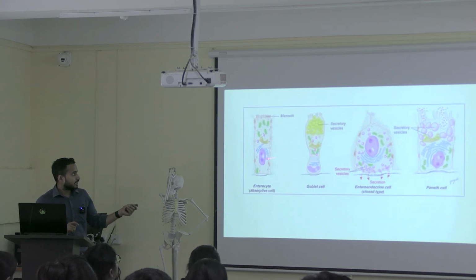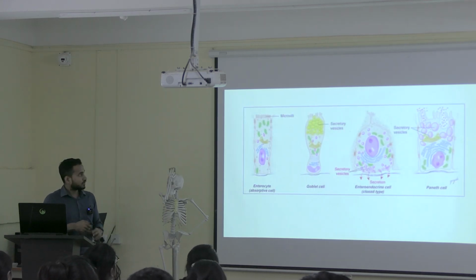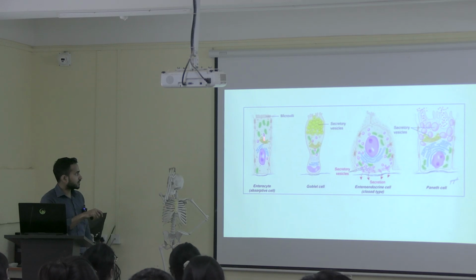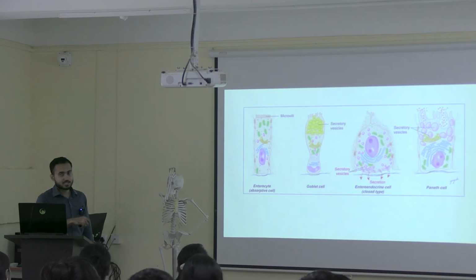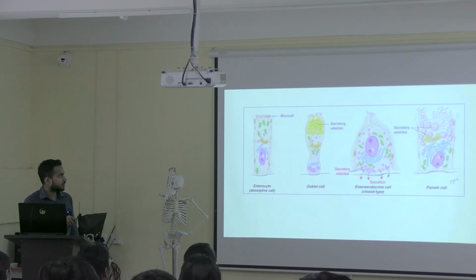Next, you can see the diagram. Here you can see the enterocyte, a tall columnar cell with microvilli. This is the wine glass appearance of the goblet cell. Just see the secretory vesicles which are present at the apical part. This is the neuroendocrine cell, and then this is the Paneth cell.